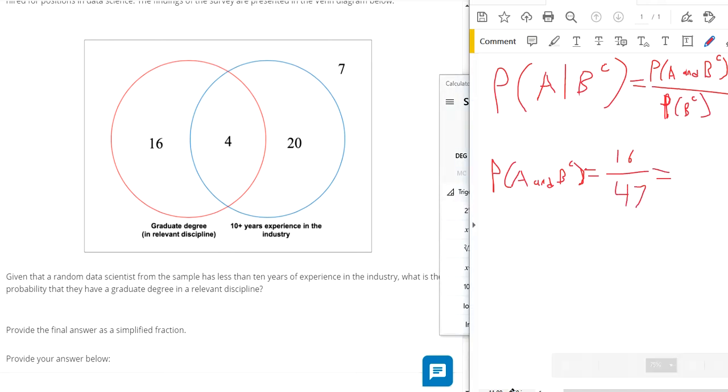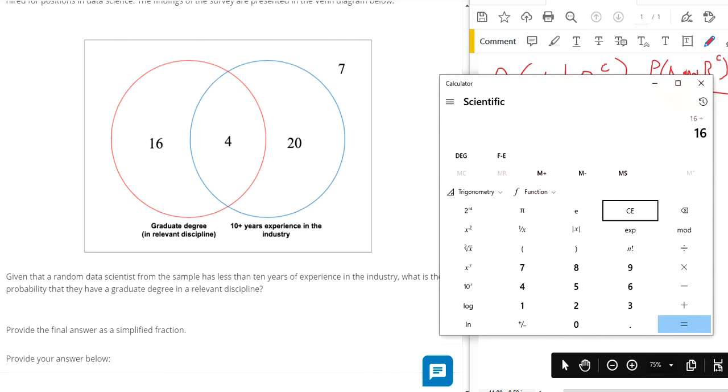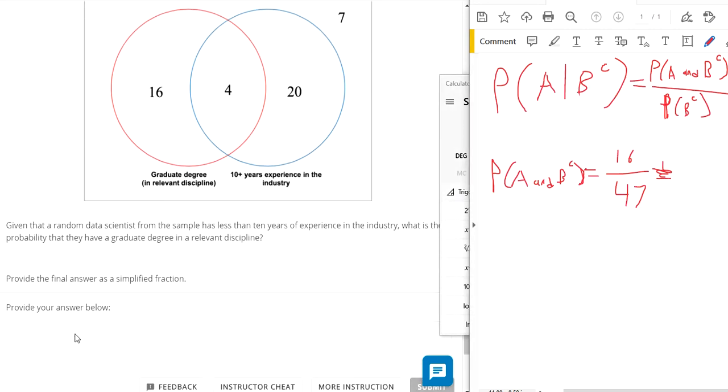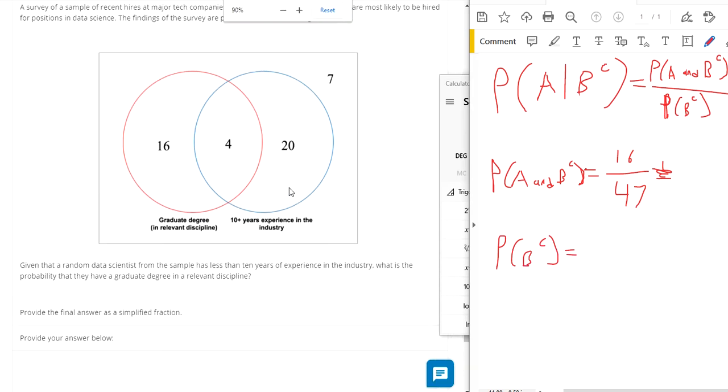So that's the probability of A and B naught. Oh, they want our answer as a simplified fraction, so let's not do any decimals. So the probability of B naught is found by counting up all the numbers that are B naught, everything that's outside of circle B.